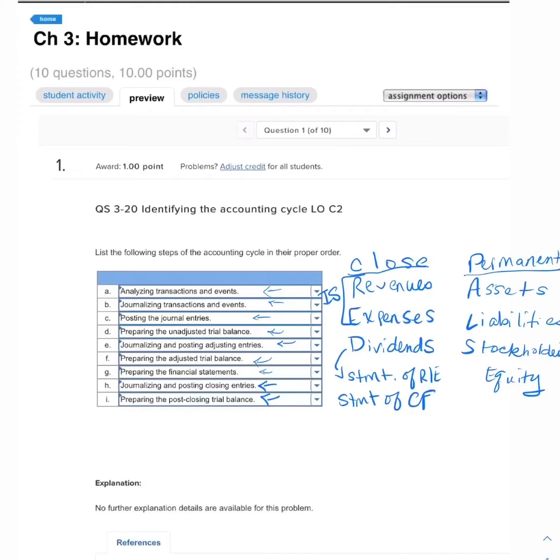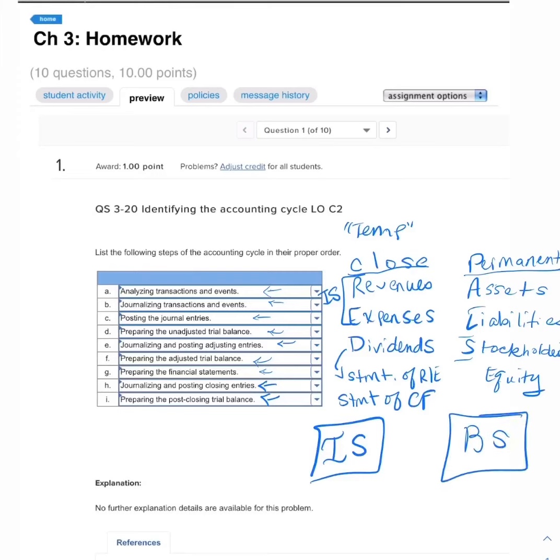So that tells me, if I'm really thinking about this, my temporary accounts that are going to be closed are more or less my income statement. And my permanent accounts are my balance sheet. Now, of course, this breaks down slightly with dividends because dividends aren't on the income statement. But broadly speaking, we close the income statement and the balance sheet remains permanent.